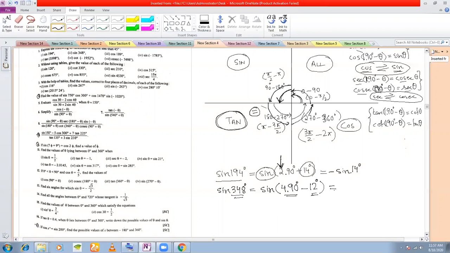Since it is an even multiple of 90 degrees, sine will remain sine. And in which quadrant are you? You are in the fourth quadrant, where cos is positive only. So this sign must be negative. So you put a negative sign here, and the 12 degree you write. Is this clear?